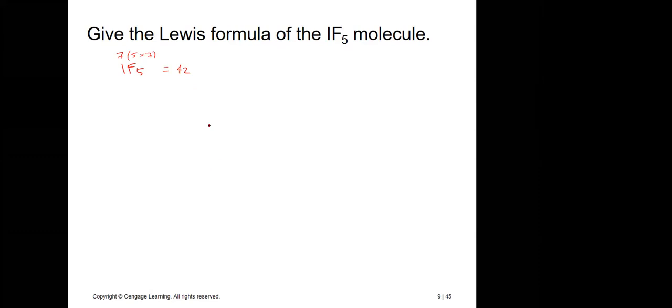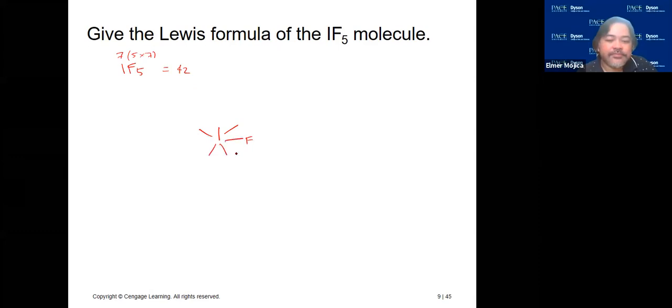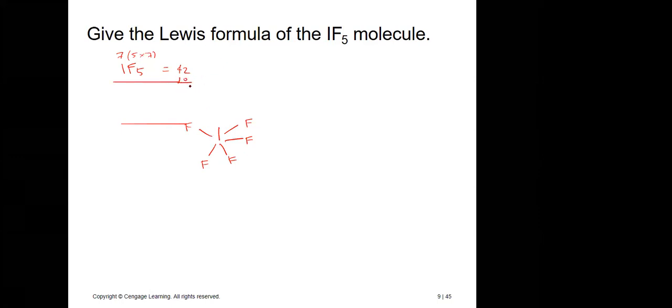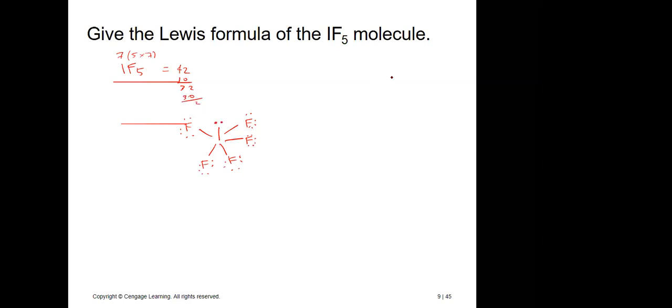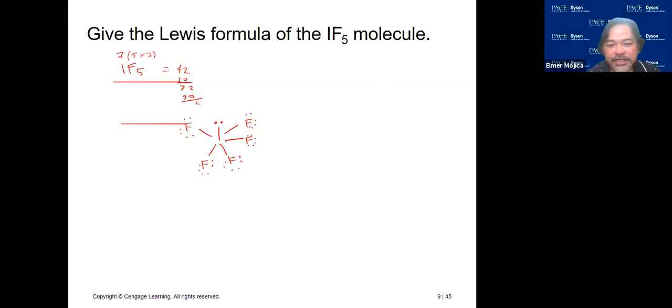And then you're going to arrange them with the 5. So how much was utilized in bonding? 1, 2, 3, 4, 5. So you have 10. So you still have 32. And then you have there 1, 2, 3, 4, 5, 6 of them. So you have 30 that's utilized for fluorine. So how many is left yet? How many more left? Two. So you put it on the valence electron of the central atom.